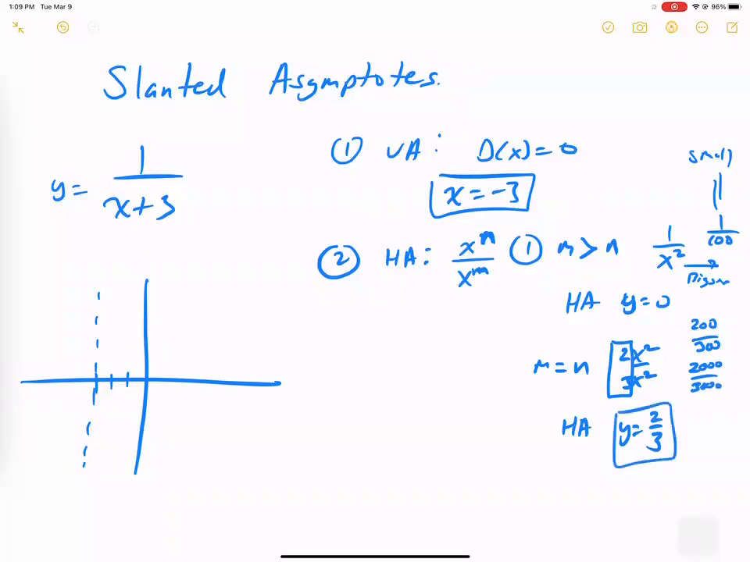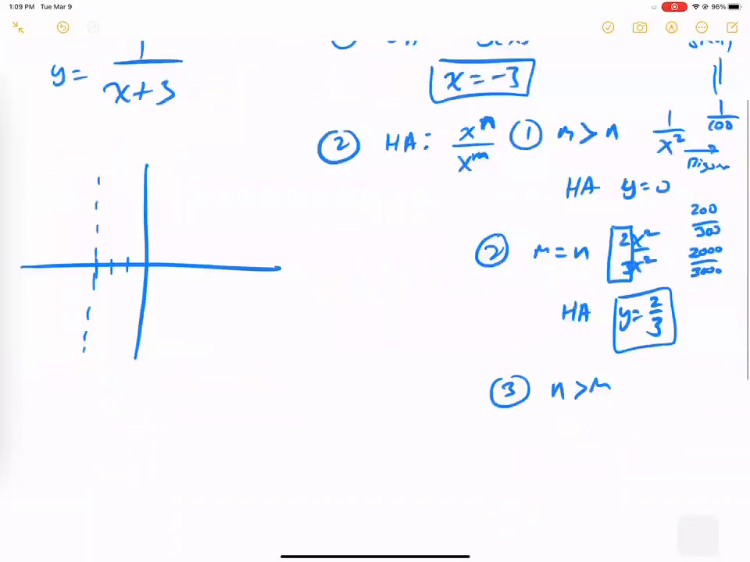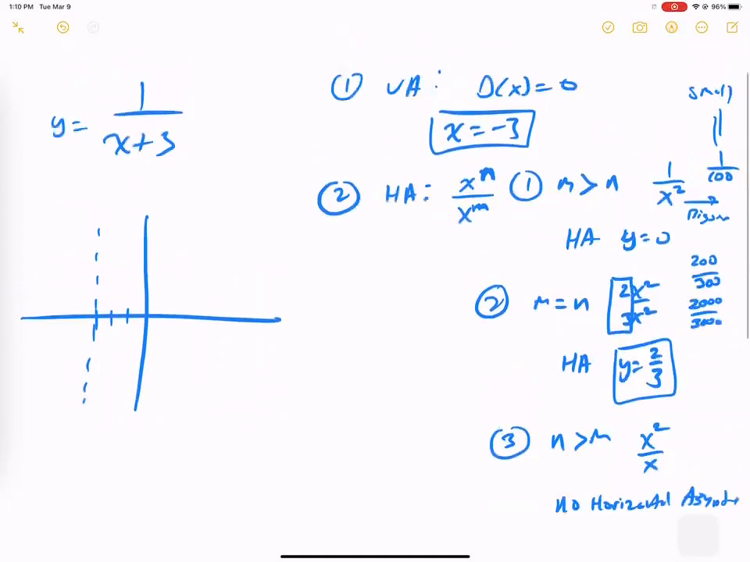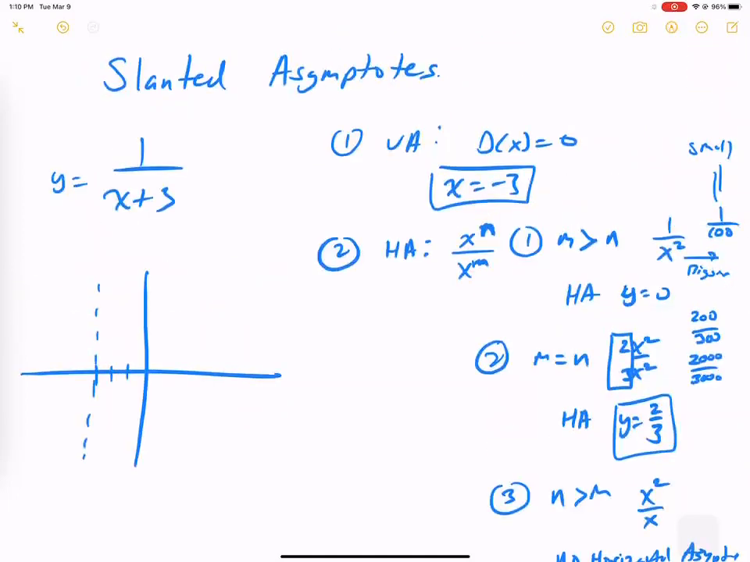For our horizontal asymptote, rule number 3, that was 2, and now that's 3, is if n is greater than m. Now n is bigger than m, the top is bigger. And we said if the top is bigger, let's say x squared over x, we have no horizontal asymptote. And we're going to come back to this last rule, and that's the rule that we're going to study today.